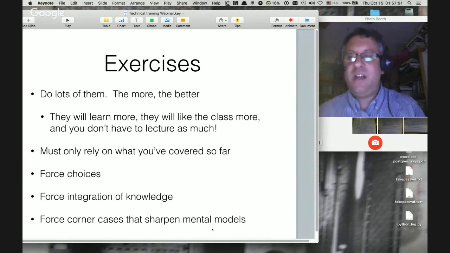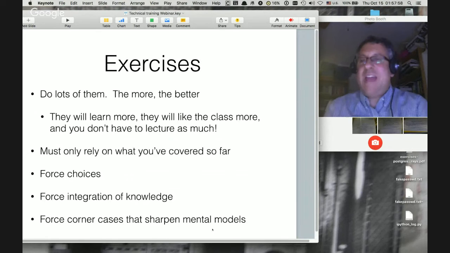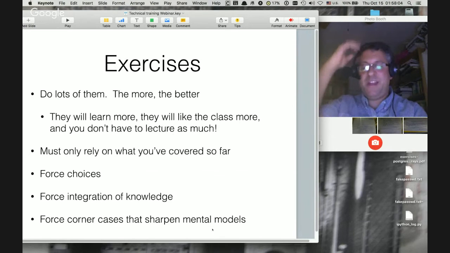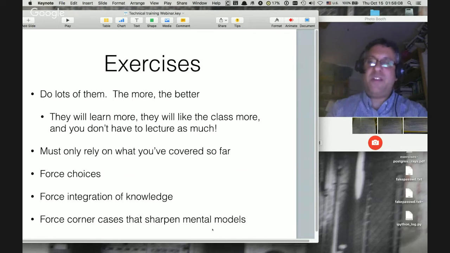What else? Oh, I guess one last thing is exercises. Companies will often ask me, how many exercises do I include? And the approximate number I give them is about 30%. I try to stay at about that, although it's hard to determine that in advance. People have more questions, fewer questions, do exercises faster. But the more exercises you do, the better.